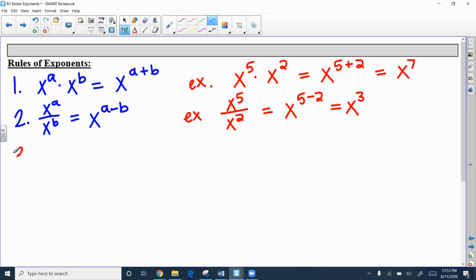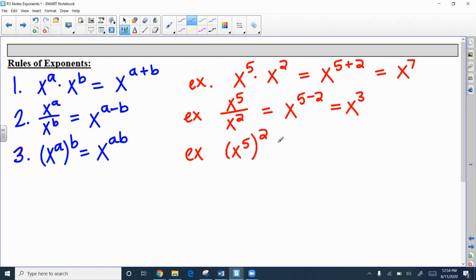Rule number 3 is if we have a power to a power. So x to the a to the b power. So I'm raising something with a power to another power. The rule is keep the base and multiply the exponent. So that would equal x to the a times b power. So for example, if we had x to the 5th to the 2nd power, we would keep the base and multiply. So I'd have x to the 5 times 2 power, which would give us x to the 10th power.